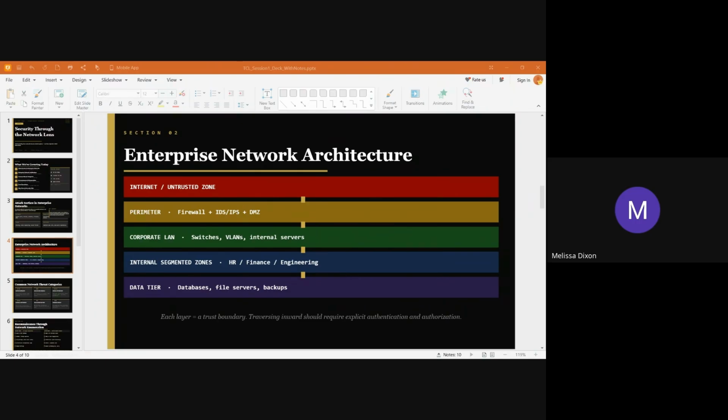So what happens if an attacker gets onto the corporate LAN and there are no segmented zones? Does anybody know? They can attack all the network. Exactly. They can reach everything and anything at that point. That's why segmentation really does matter.